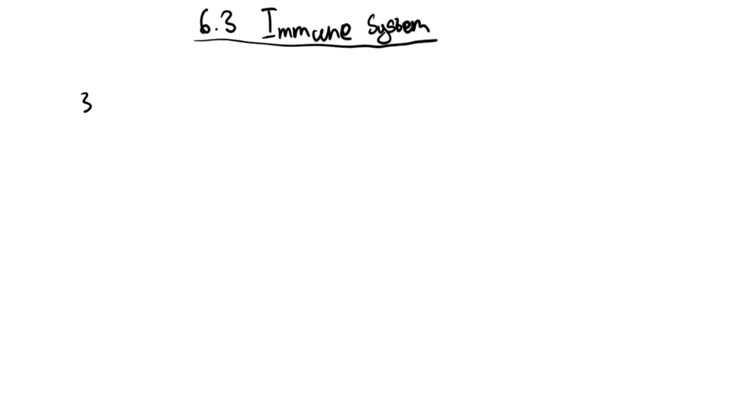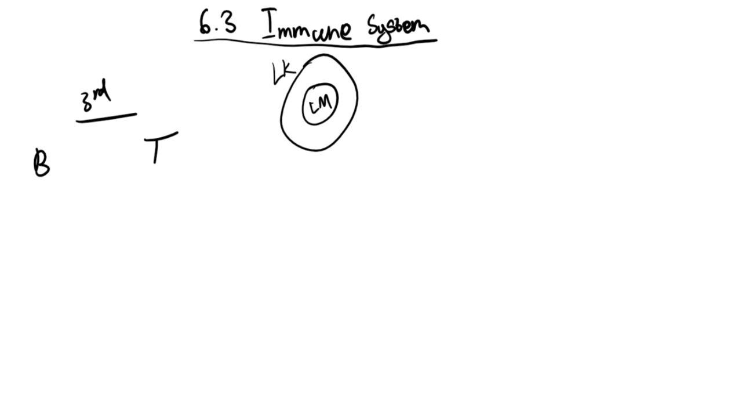Now, the third line of defense is the specific response, and it's unique to each pathogen. And we have something called lymphocytes. So there's B and T lymphocytes. And those lymphocytes are different from leukocytes, right? Because leukocytes are the whole class. These are leukocytes, and these are the lymphocytes. So they're a subcategory of leukocytes.